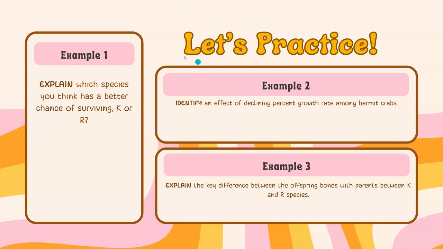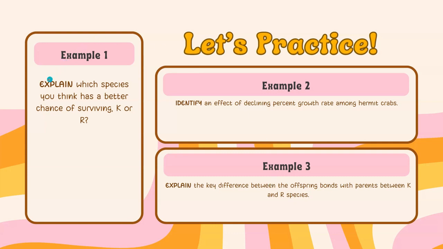So let's practice. In your notebook, write down these 3 questions and we'll go over them in a second. Example 1: Explain which species you think has a better chance of surviving, K or R selected species. Example 2: Identify an effect of declining percentage growth rate among hermit crabs. Example 3: Explain the key difference between the offspring bonds with parents between K and R selected species. I'll give you a second right now.